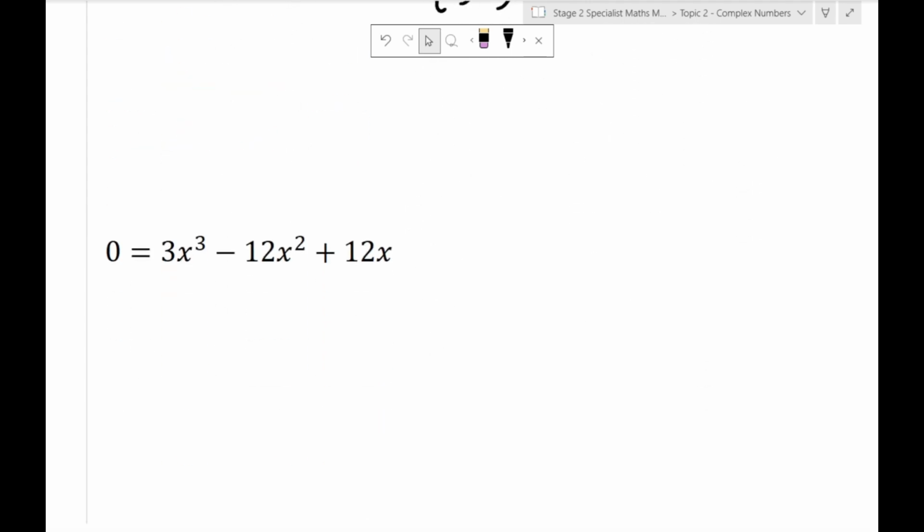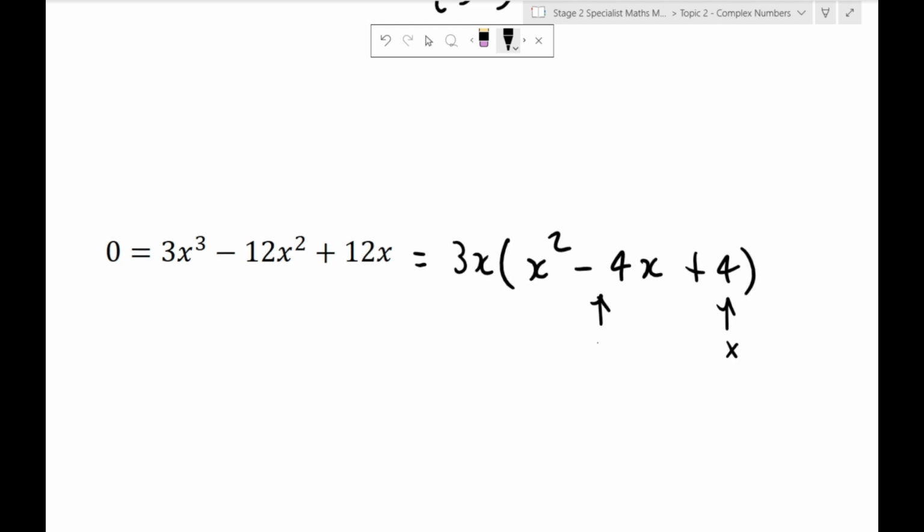All right, next we're going to factorize this. First thing you want to do is pull out common factors. So let's pull out 3x. What's left? Well, there's x squared in the first term. 12 divided by 3 gives you 4. And we've got one x left over because we pulled out the other one. Plus 4. We're looking for two numbers that times to give me 4 and they add to give me minus 4. Those numbers I reckon would be minus 2 and minus 2.